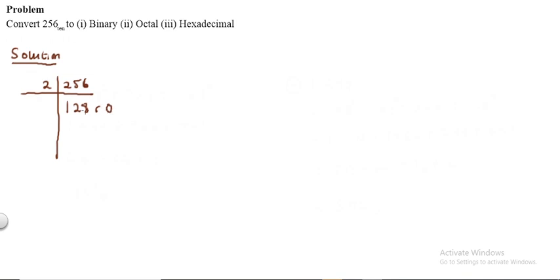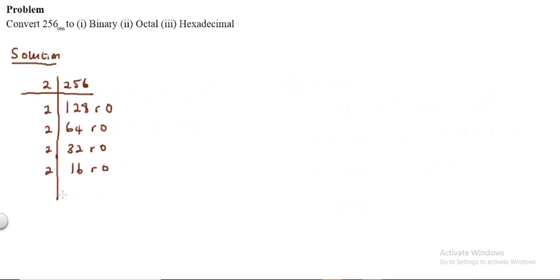You always write the remainders. We do the division again. So we say 128 divided by 2. This is 64, remainder 0. Then we do it again. So 64 divided by 2, which is 32, remainder 0. Then we divide again. 32 divided by 2 is 16, remainder 0.